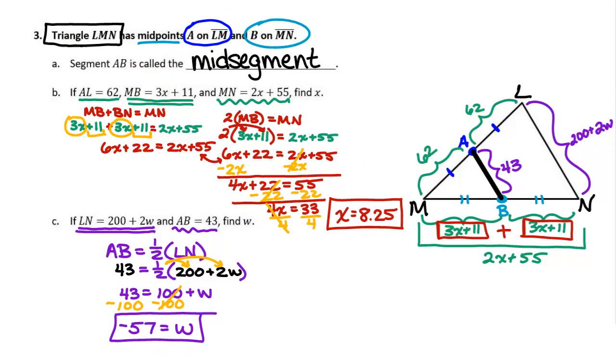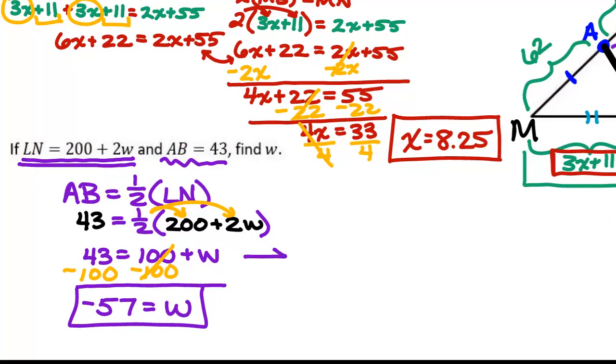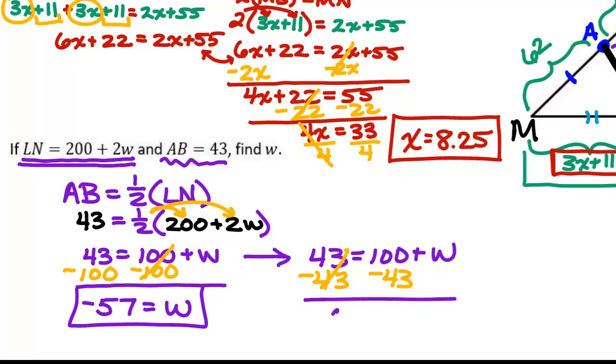Why couldn't you just subtract 43 from 100 and it'd be positive 57? Because then you would have, let's look at that right here. So if we did 43 equals 100 plus w, if you subtract the 43 from both sides, this cancels out, but that does not mean it goes away. I would have 0 equals 57 plus W. So I still don't have the W all alone.